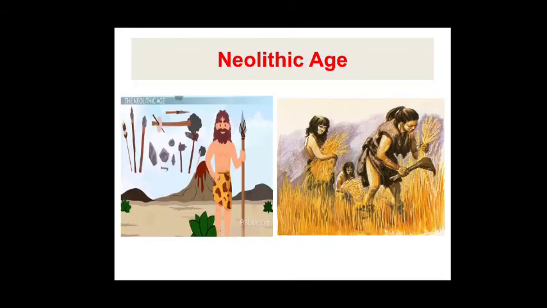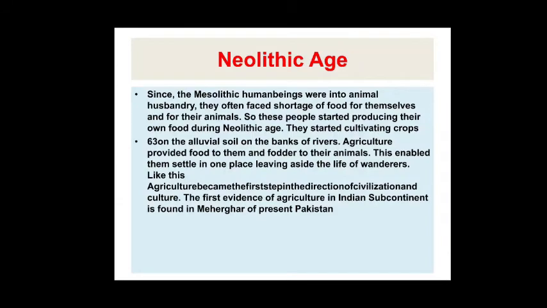Another age, that is the Neolithic age, children. If you see the Neolithic age picture, there are a lot of differences from the Paleolithic and Mesolithic ages. People also started cultivating the land and food crops. In the Neolithic age, since the Mesolithic human beings were into animal husbandry, they often faced shortage of food for themselves and for their animals.